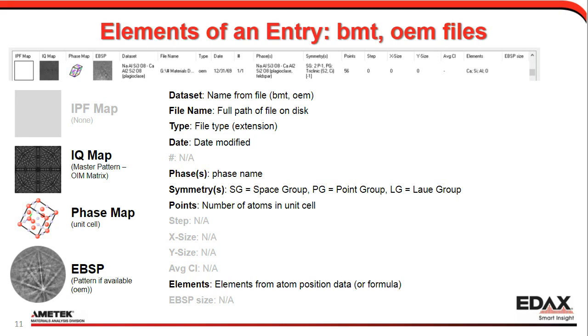Otherwise, the information is pretty similar. The only difference is points. Instead of it showing the number of points in a data set, it shows the number of atoms in the unit cell. And that's after you've applied the space group symmetry. And the elements are the elements for the atoms. So you can know which elements are in your phase definition file.